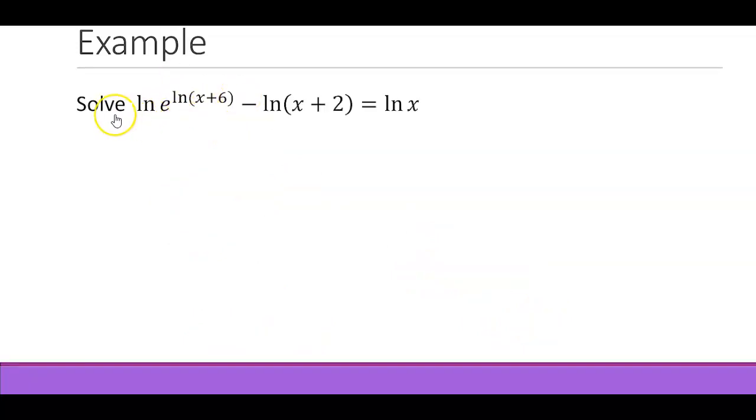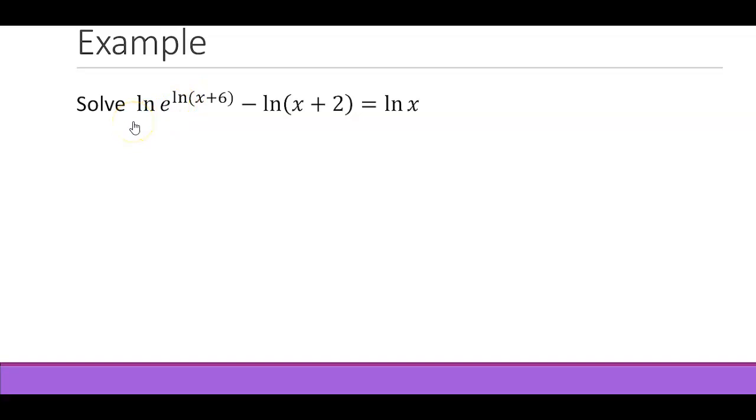And in this last logarithmic example, I have solved e to the natural log of the quantity x plus 6 minus natural log of the quantity x plus 2 equals natural log of x. So to start with, I want to see right away that I have natural log of e, so those actually cancel out. Or the other way you can think about it, it doesn't really matter, e to the natural log cancels out.